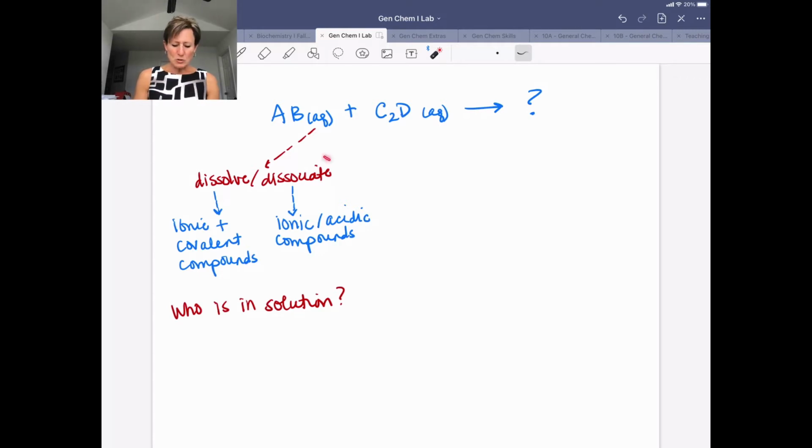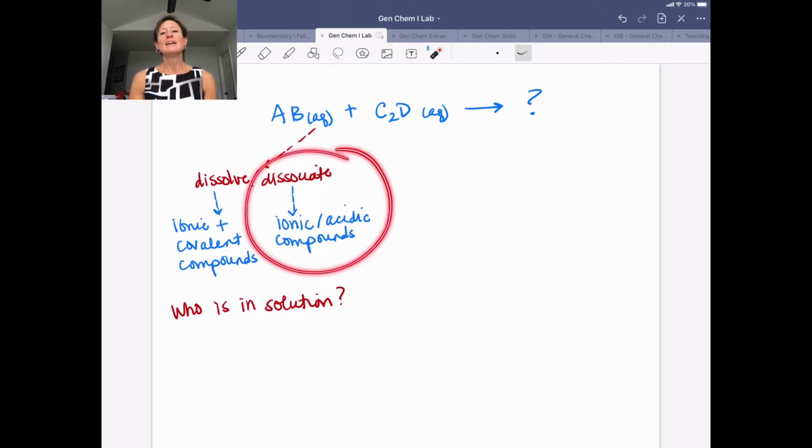Classic examples are sugar is a covalent compound and salt is an ionic compound. But salts have a special property that they also dissociate, or they break apart into ions in solution. So ionic compounds as well as acidic compounds dissociate. And a term that I don't have on this slide here, but is important to think about, solutions that dissolve but do not dissociate, we refer to as non-electrolytes. Solutions that dissociate or produce ions in solution, we call electrolytes.